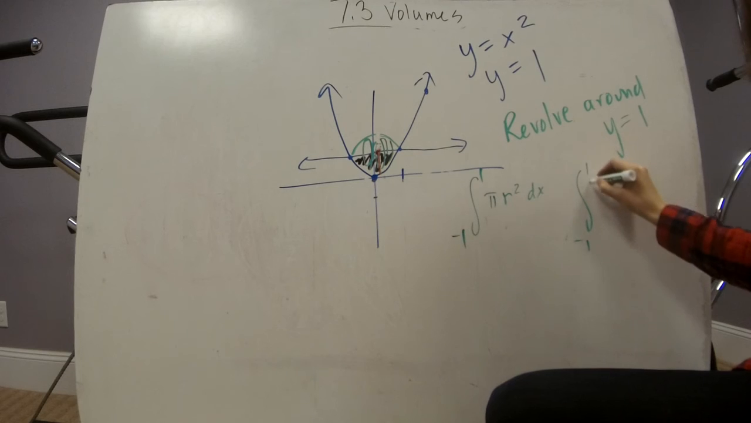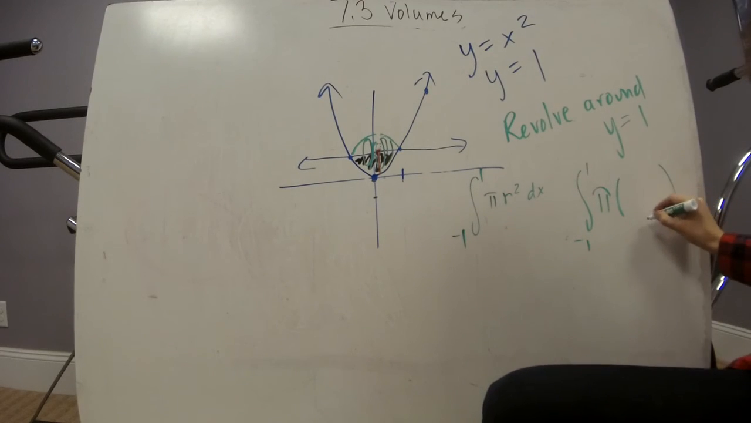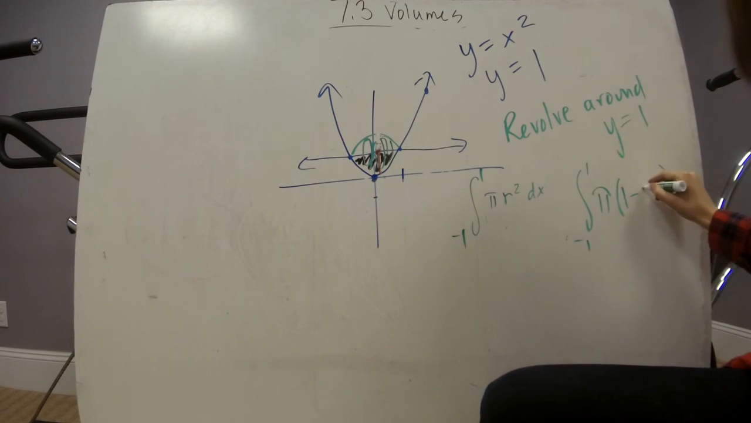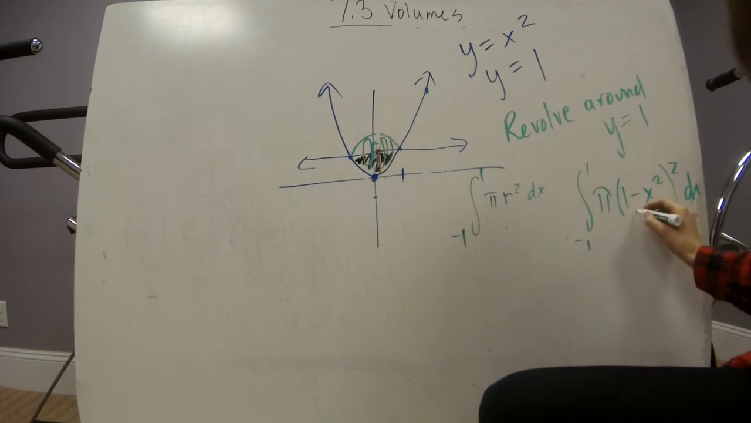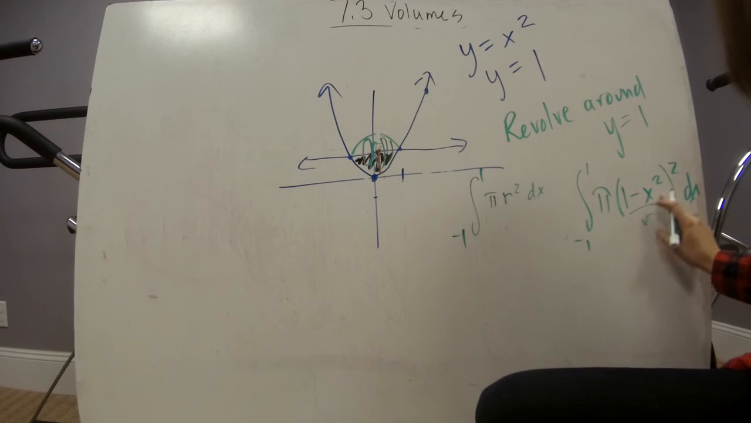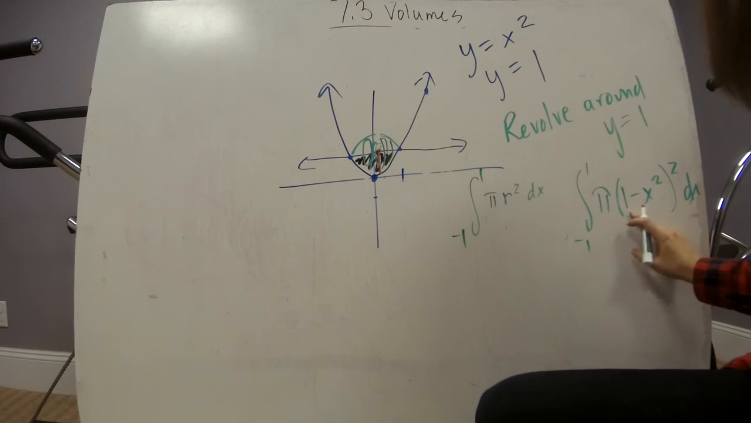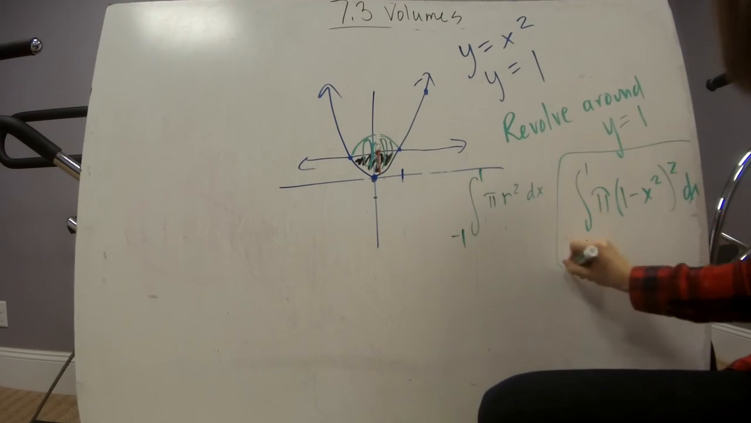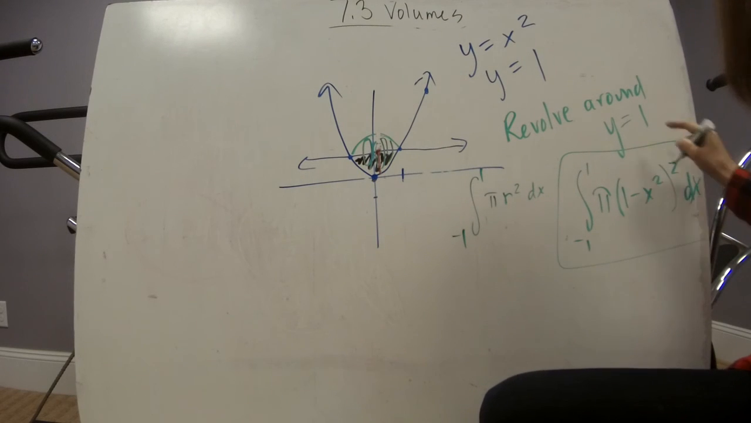So this is -1 to 1 of pi, and the radius is actually 1 minus x squared. But we still have to put a squared on that because it's pi r squared, and this is actually your whole r right there. I'm not going to nint these yet. I'm just going to hold on to it. So that's actually when you revolve it around y equals 1.